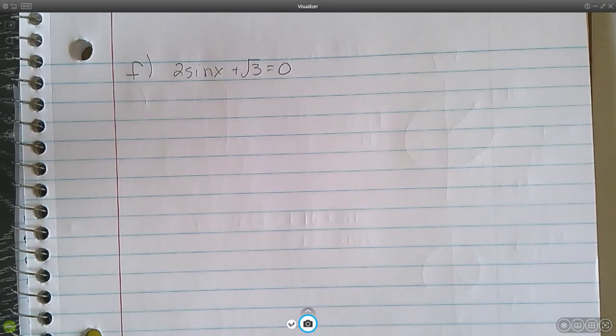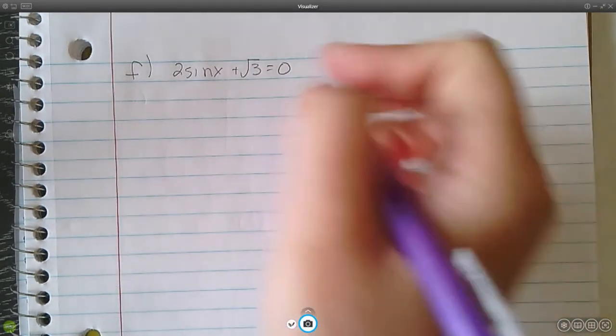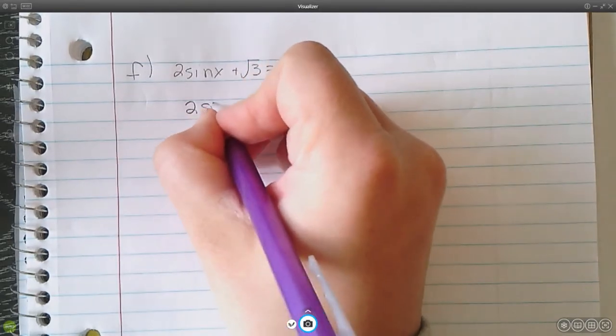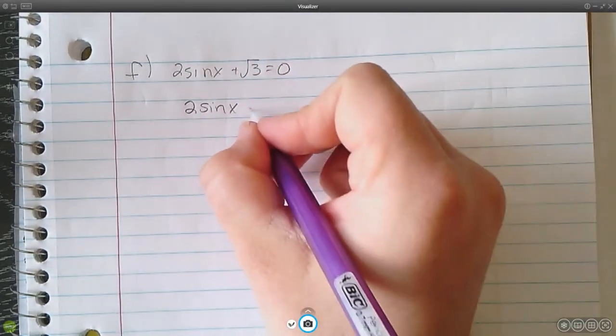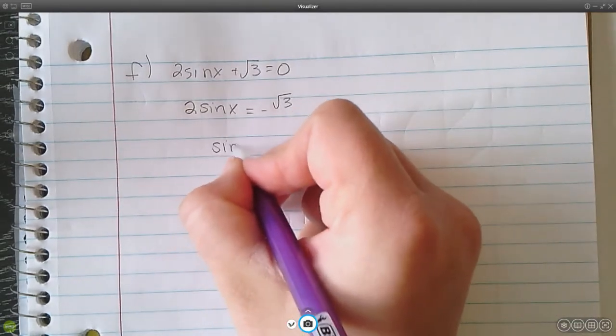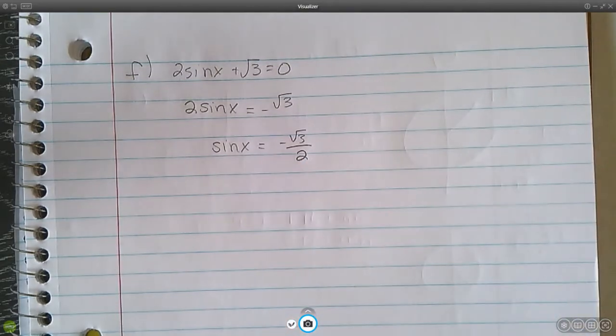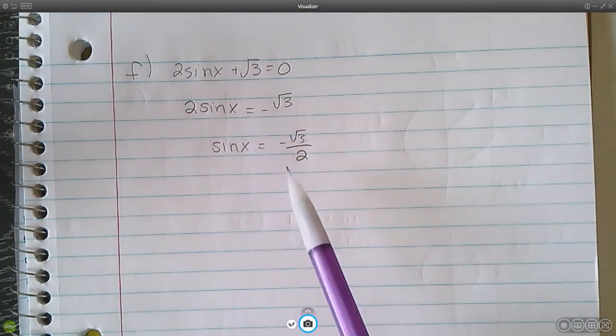Okay, let's look at this one. We have 2 sine of x plus the square root of 3. So subtract square root of 3 from both sides. So we have 2 sine of x equals negative square root of 3. Divide both sides by 2. So sine of x equals negative square root of 3 over 2. This one is on your unit circle.